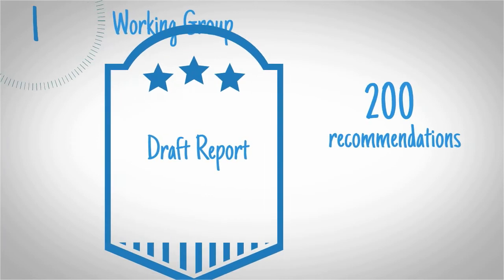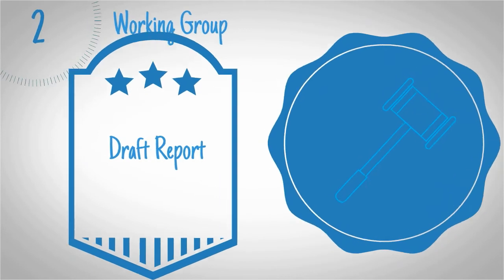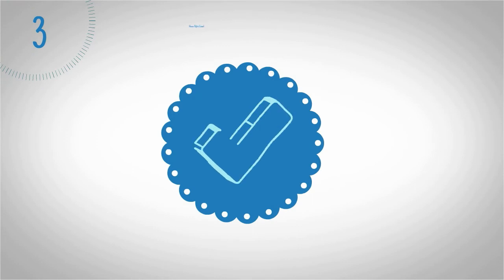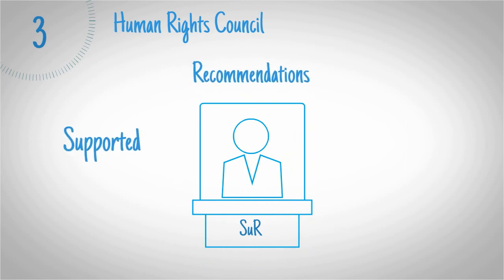Second, the draft report is adopted by the working group a few days after the review. Third, the draft report is formally adopted at the Human Rights Council a few months later. At this stage, the state under review must declare which recommendations are supported and which are noted.